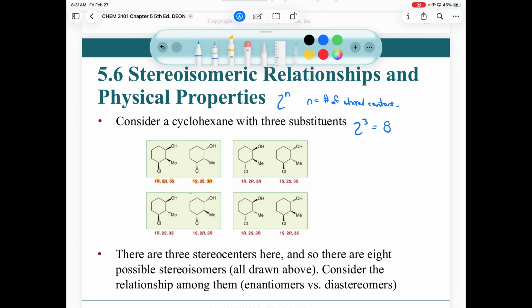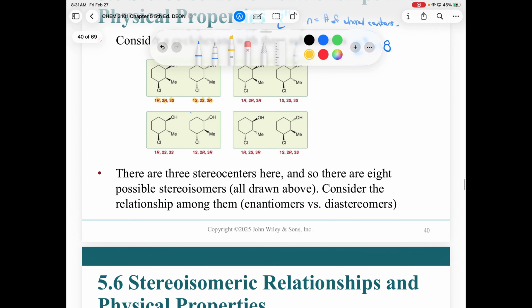Anyhow, so there are 3 stereocenters here. We have a maximum number of stereoisomers of 2 to the power of 3, which is 8. Consider the relationship. We have 4 pairs of enantiomers. If you have 2 stereoisomers and they're not enantiomers, they must be what again? Starts with D, ends with I-stereomer. That's right, diastereomers.